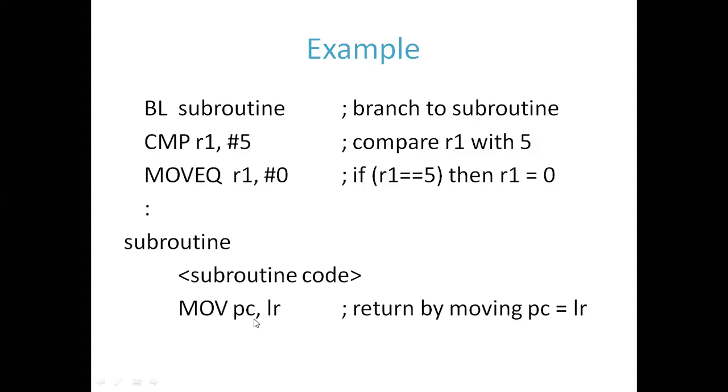Once it is done, my execution control will be transferred to compare R1 comma hash of 5. That is, the contents of R1 will be compared with the immediate value of 5. So move if equal. Right, I'm comparing R1 with 5, and if both are equal, then I'm doing something else. But the whole point is that for the subroutine, once you have the branch with the link, we are moving the contents of LR to the PC register. That is, you start executing the remaining instructions after the branch.